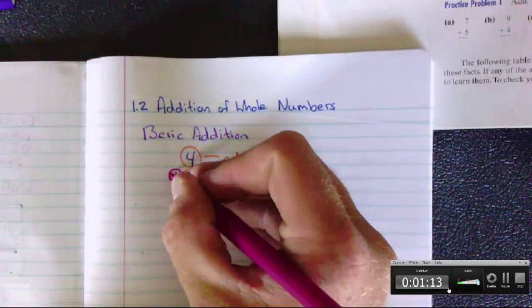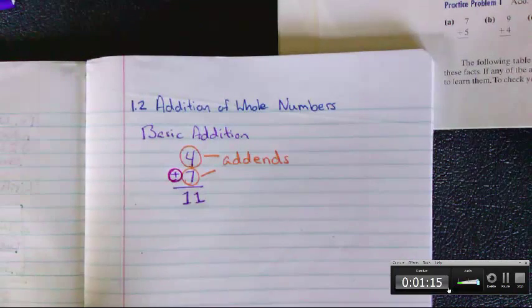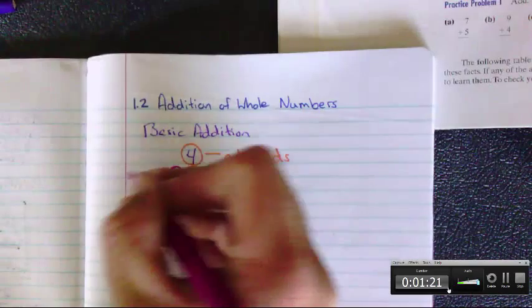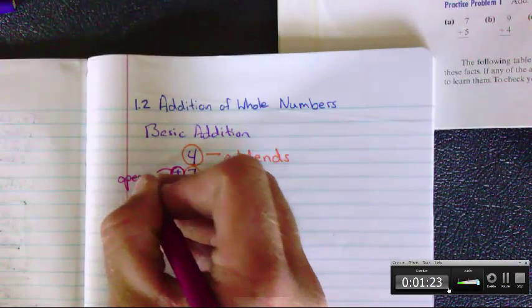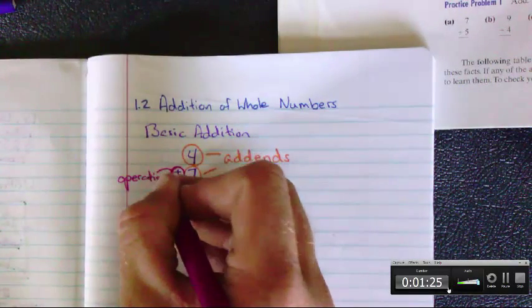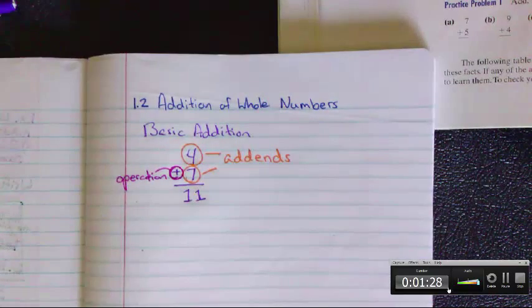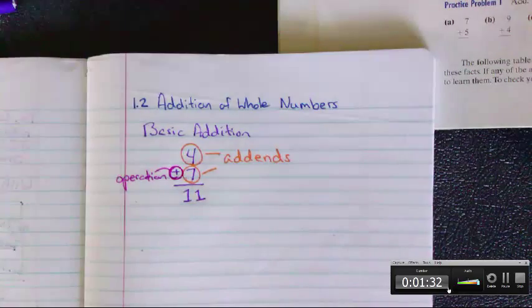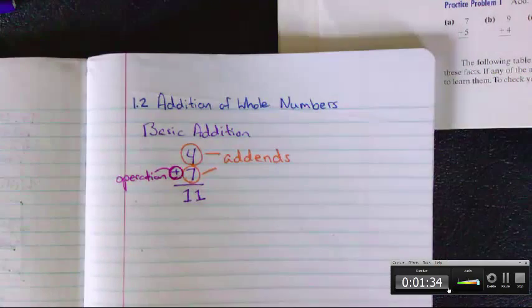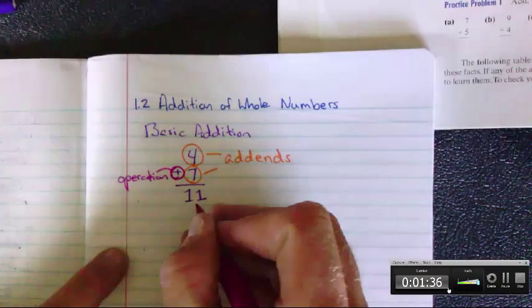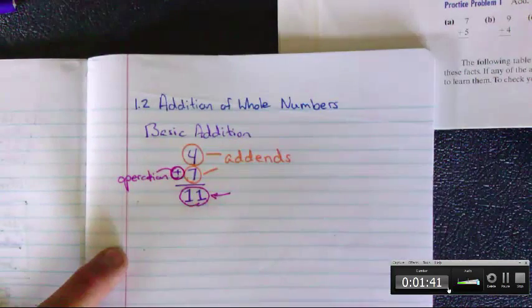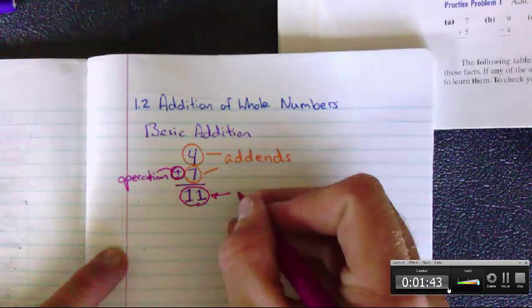What's this called? It's what tells you what to do. This is your operation. Out there we can have 4 plus 7, 4 times 7, 4 minus 7, 4 divided by 7. That's the operation. It tells you what to do. In this case, the operation is addition, so the 11 is called the sum.